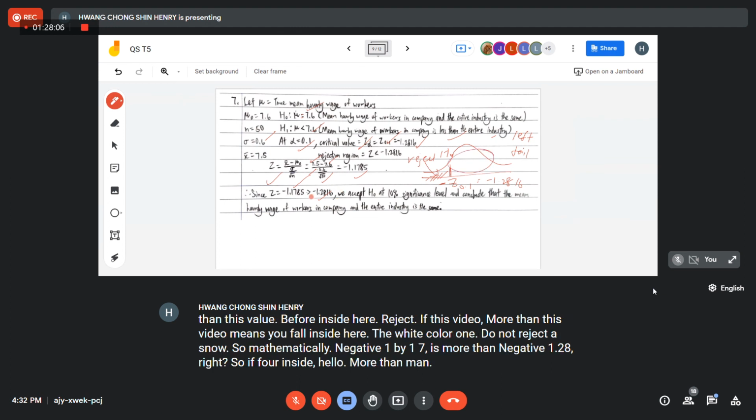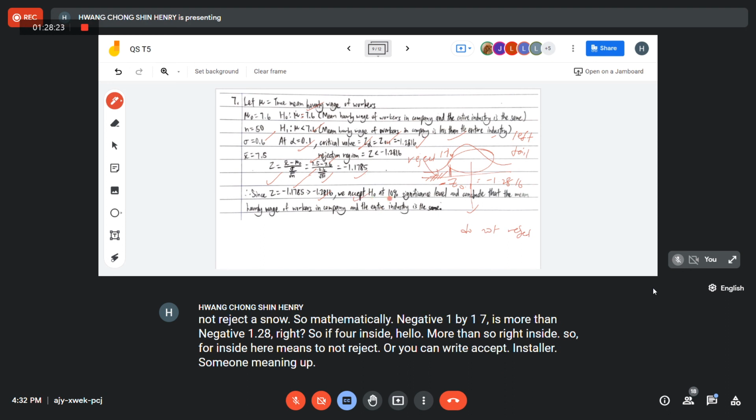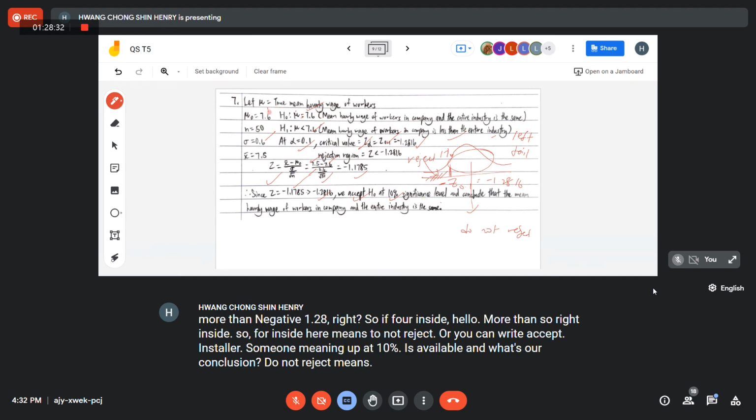More than, so right hand side. Understand? Less than means left hand side. So fall inside here means do not reject. Or you can write accept H0. Same meaning at 10% significant level. And what's your conclusion? Do not reject means H0 correct, H1 wrong.